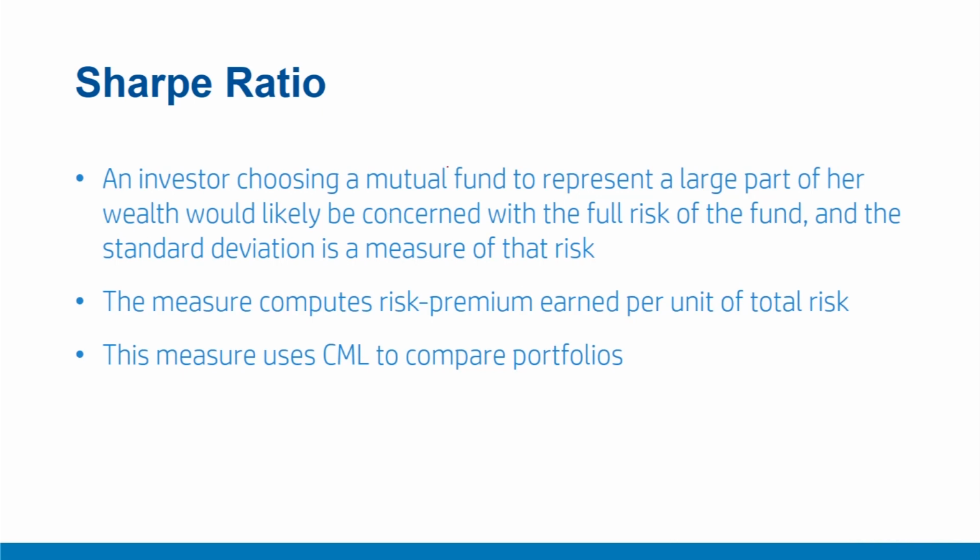To put it more precisely, an investor choosing a mutual fund to represent a large part of her portfolio or wealth would likely be concerned with the full risk of the fund, and standard deviation therefore becomes the appropriate measure of risk. This measure computes the risk premium earned per unit of total risk, which is market risk or systematic risk plus diversifiable risk or idiosyncratic risk. Also, this measure uses the capital market line, CML, to compare portfolios, as we saw in this video earlier.